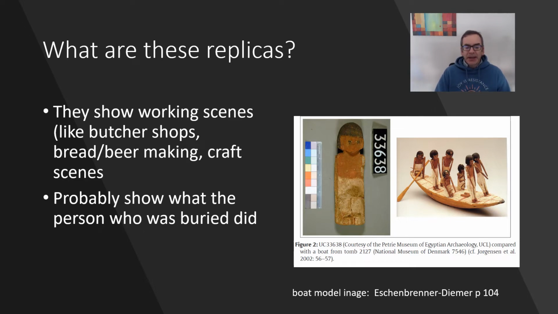So you see everything from butcher shops where they're butchering the animals, shops where they're making bread and beer, making other things like pottery, and scenes from daily life like being on a boat, taking a census of the cattle, and so on. And what these are probably showing is what the people did who were buried. And these replica models, again, can tell us quite a bit about what was happening. I really wanted to focus on the first intermediate period, but some of these are from the early Middle Kingdom, but we can still talk about the same things.